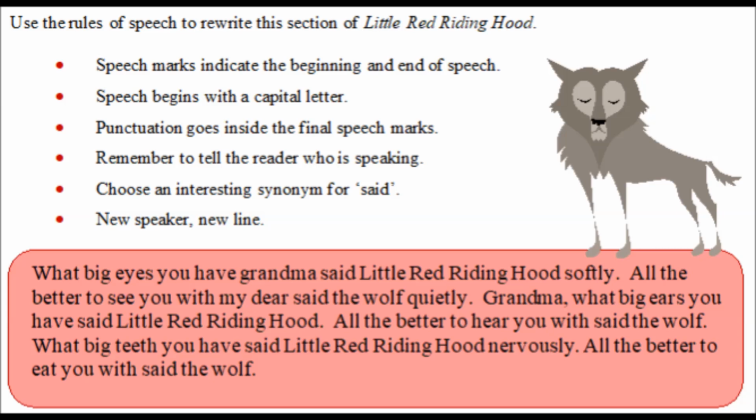Remember to tell the reader who is speaking. Choose an interesting word or synonym. A synonym is just a word that means the same thing, for said, and each speaker's in a new line. So, for example, what big eyes you have, Grandma, said Little Red Riding Hood softly. So if you can think of a new word for said, what big eyes you have, Grandma, murmured Little Red Riding Hood softly. What big eyes you have, Grandma, cried Little Red Riding Hood softly. You could think of a word yourself.